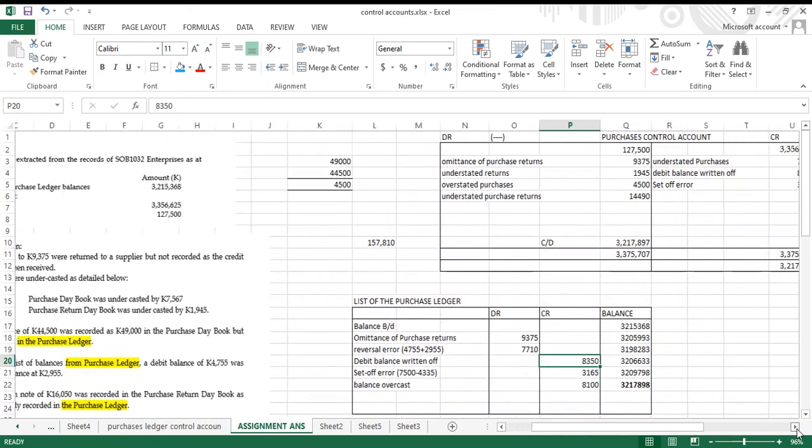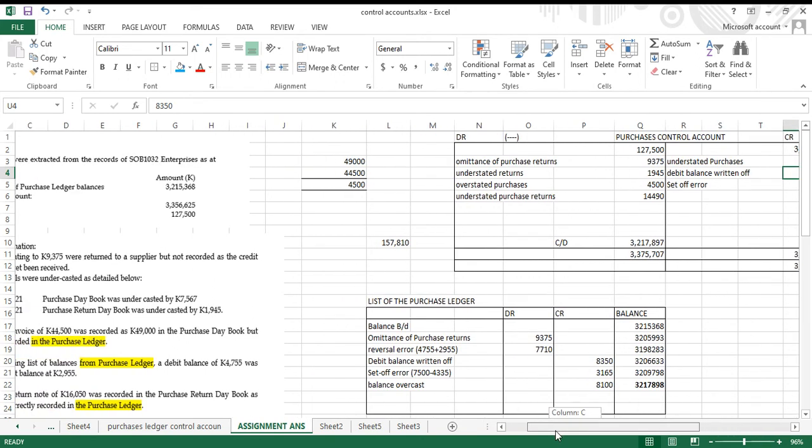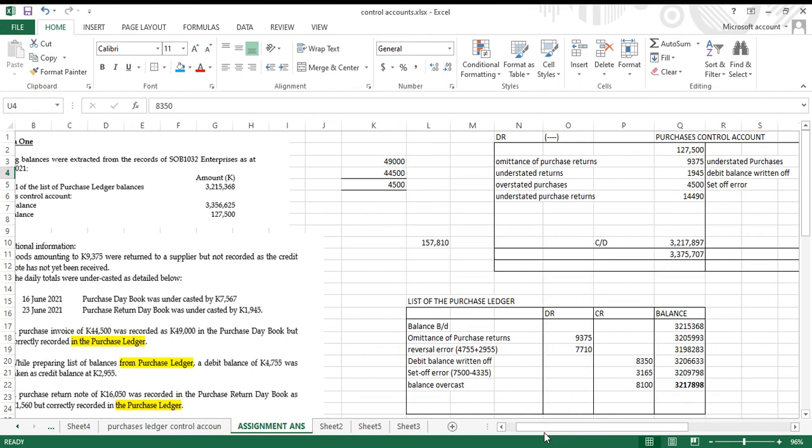All right, 8,350. And this is also going to affect our control account because we're now removing a balance. So even our control account will be affected. So you debit also the control account 8,350. Okay, the debit balance written off.